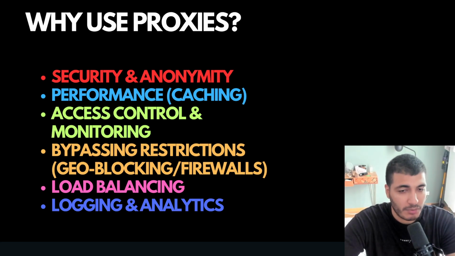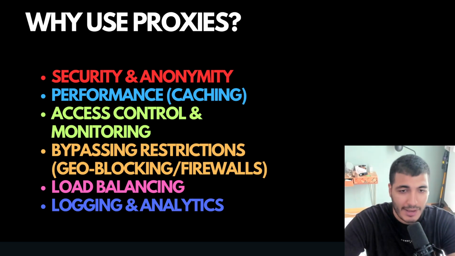Two, performance, specifically caching. Many proxies are equipped with caching capabilities. If multiple clients request the same resource, the proxy can serve it directly from its cache after the first request, significantly speeding up delivery and reducing load on the original server. This is especially common for static content like images or videos.